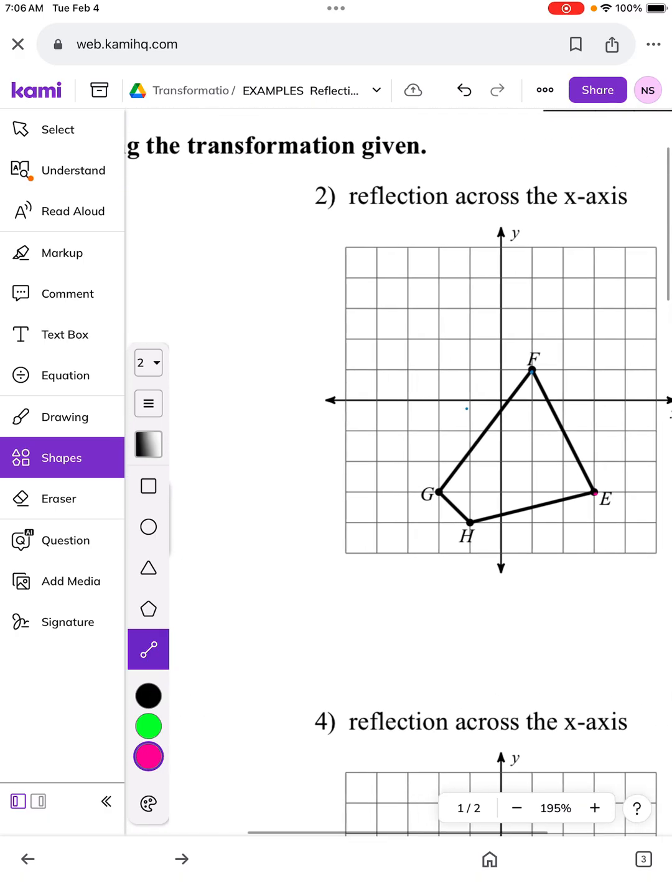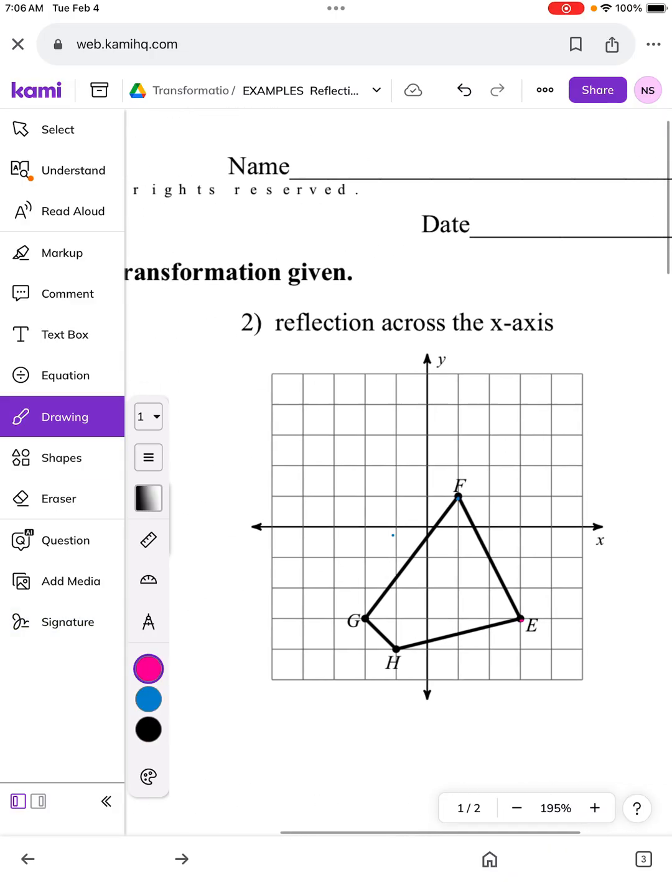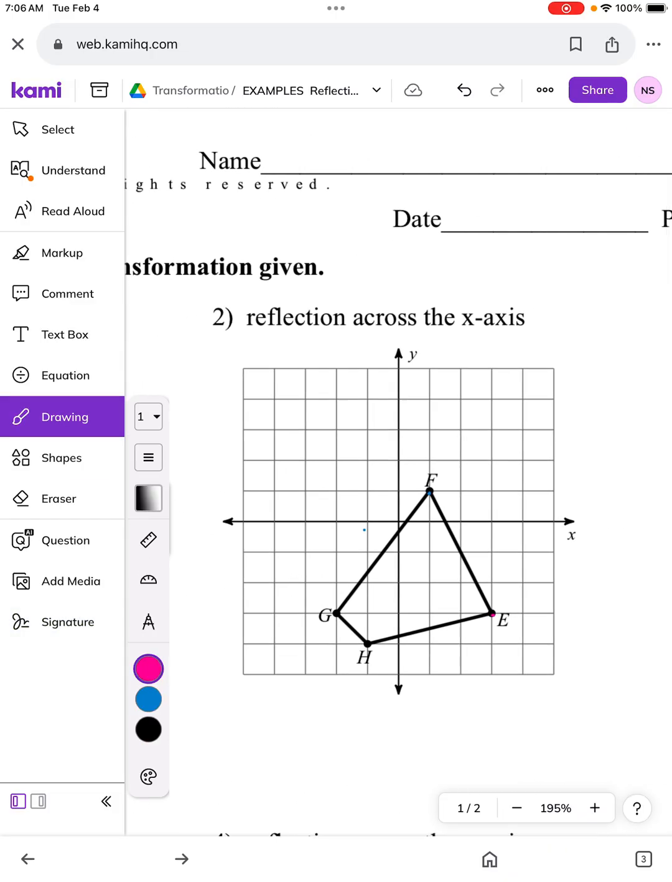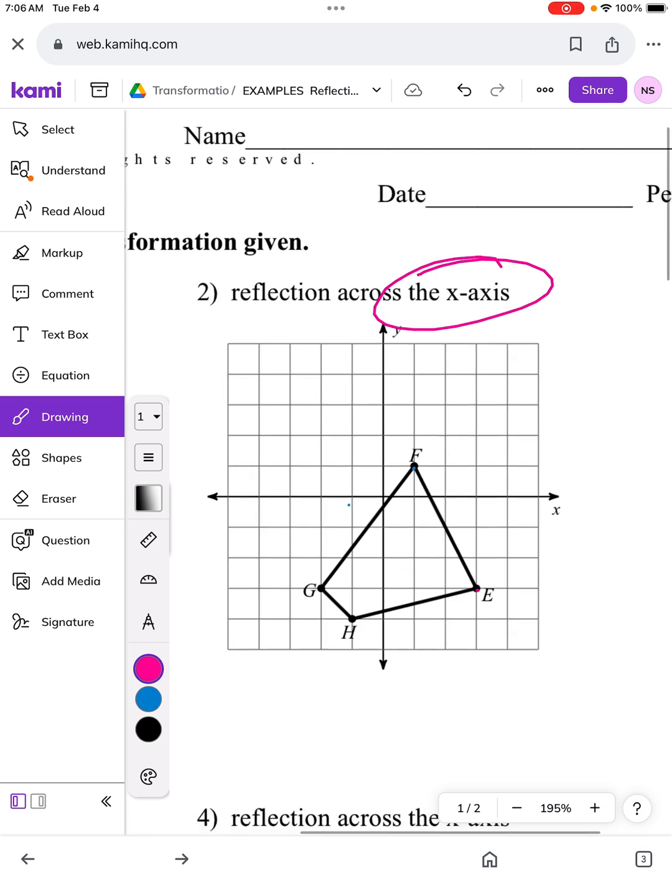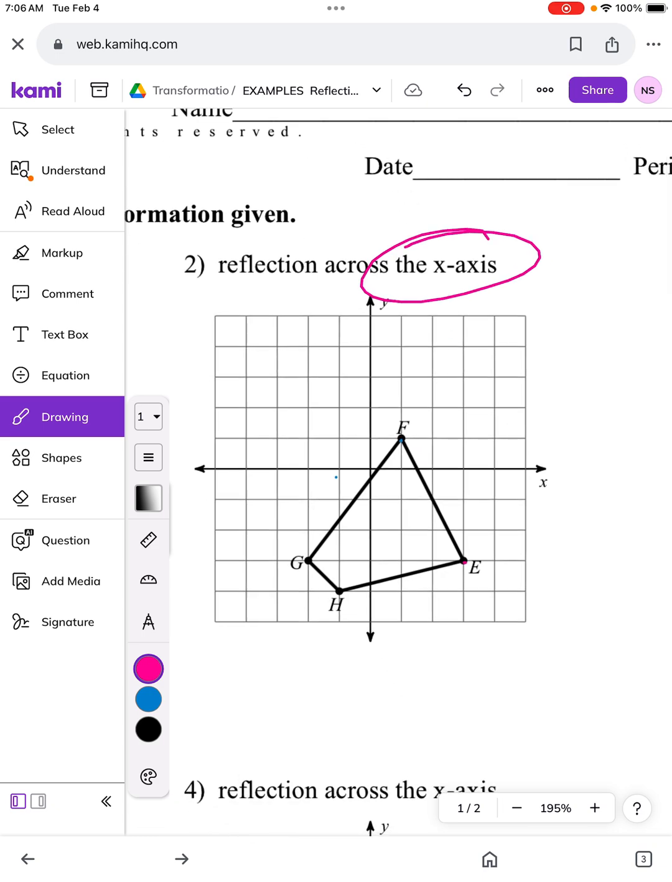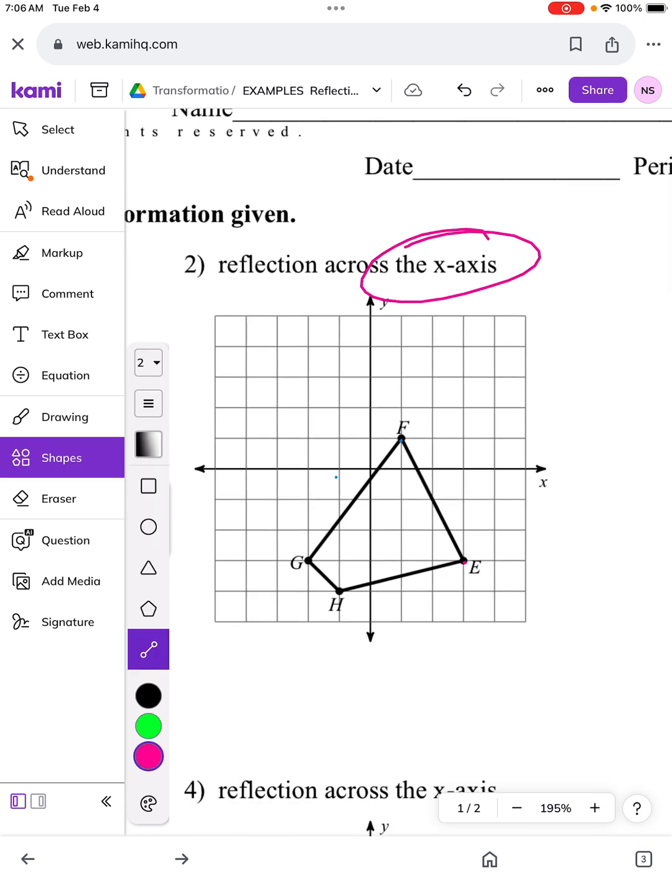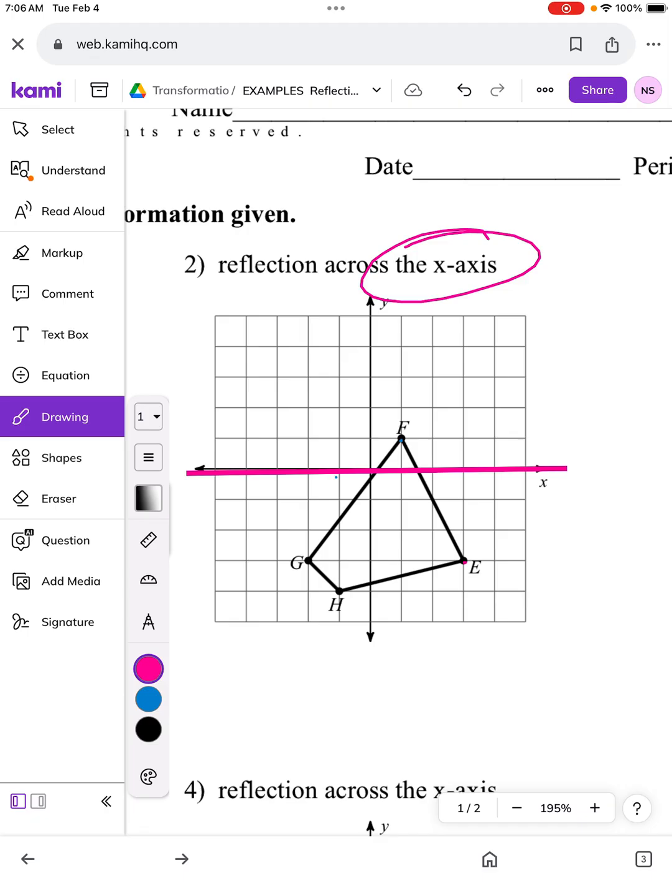Over here, they tell us we want it across the, I don't know why I did that, x-axis. So when you do this one, you're going to take your shape tool and put your line on the x-axis so you remember what you're going to go over, okay? So that's the first thing. Put a line on the axis that you're working with.